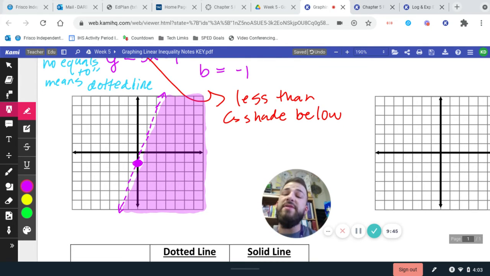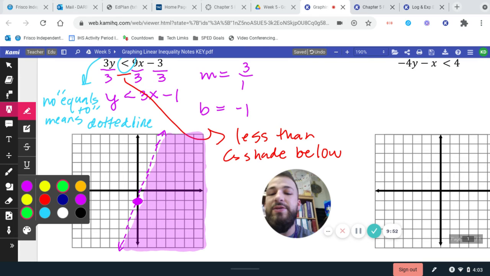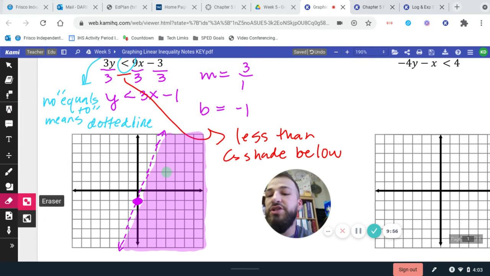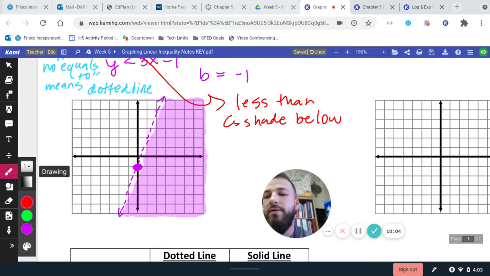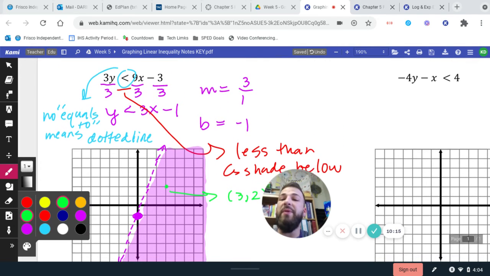Okay. And so same thing should be true if I plugged in any point in here. So let's just pick one nice easy one. So we'll do (3, 2). Oops, not shading. Well, now I undid all my shading. There we go. So if I picked any point in here, like (3, 2), I could plug it into my inequality, and it should still make my inequality true.